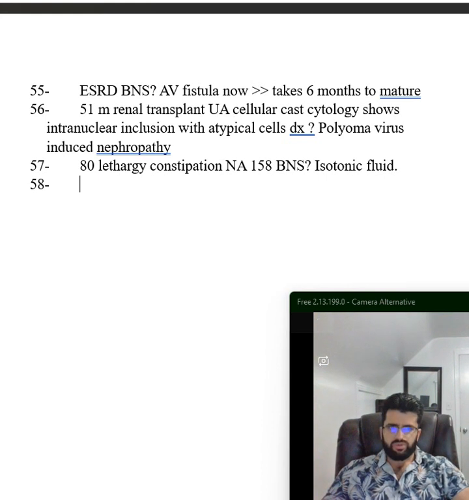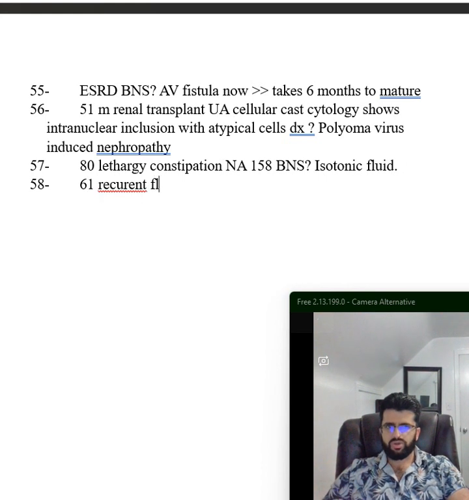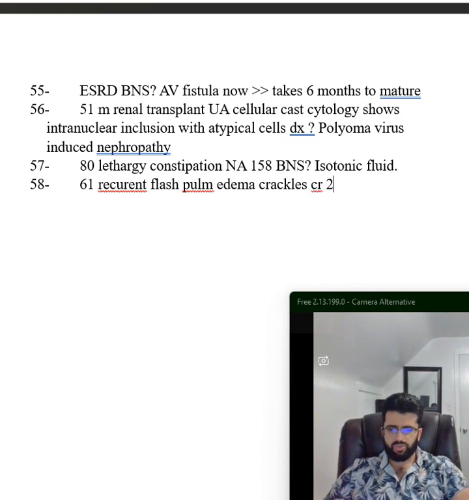Alright, now you have a patient with recurrent flash pulmonary edema, like 61-year-old with recurrent flash pulmonary edema, crackles, creatinine 2.8. What's best next step?